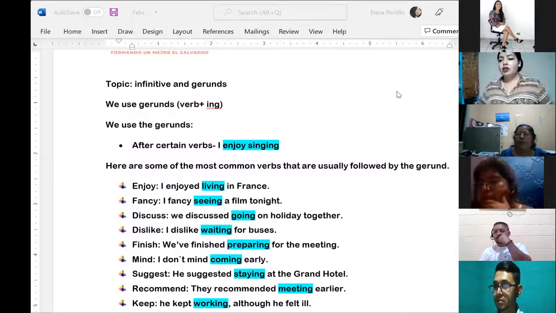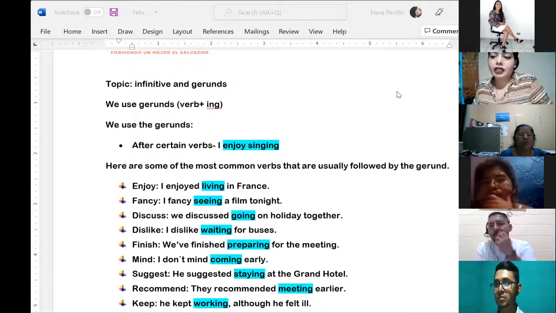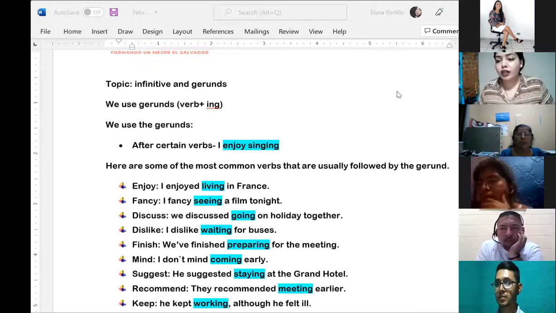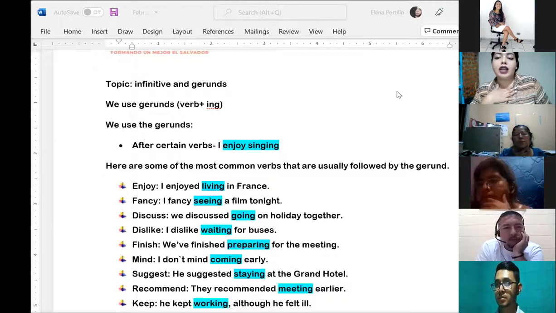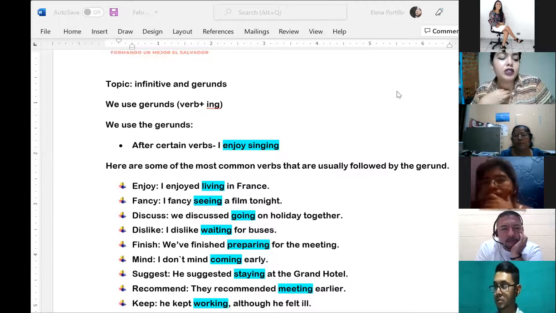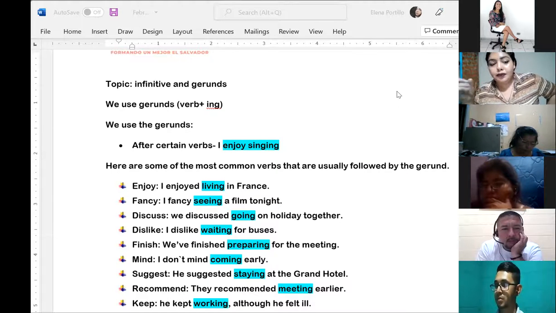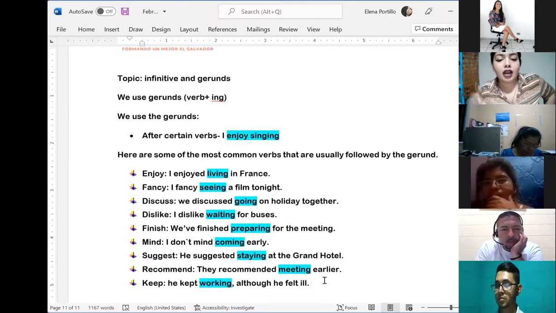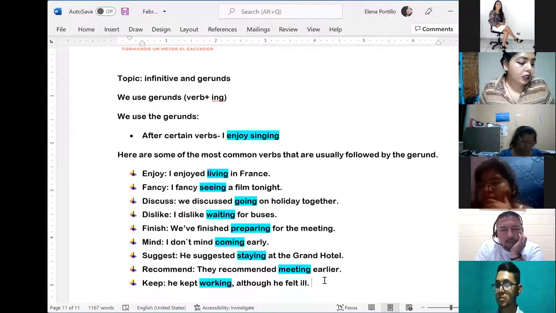In this case, we use something before the verb in ing form. For example, in the first one, enjoy. I am feeling something and I am enjoying something. So in this case, I enjoy living in France. I feel good living in that place. I fancy, then discuss, dislike, and all of that. But the main point of this are the verbs with the ing form.